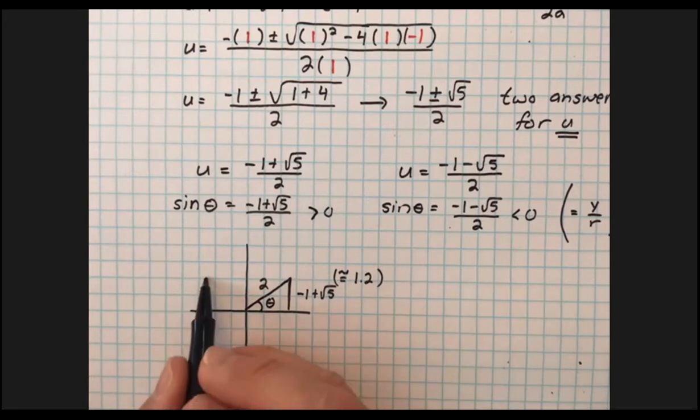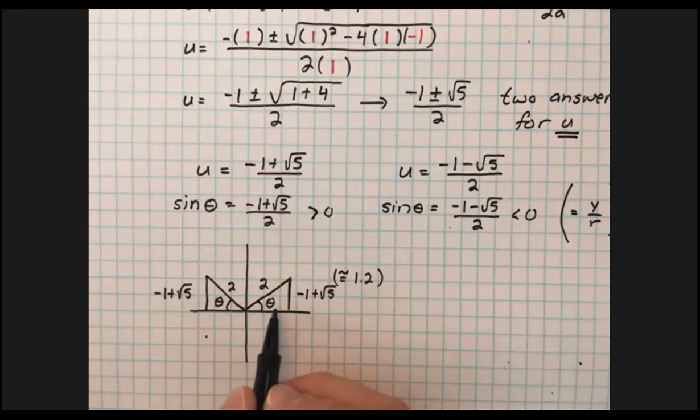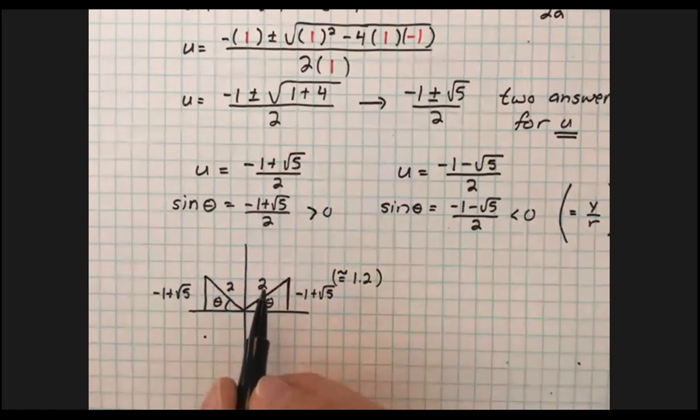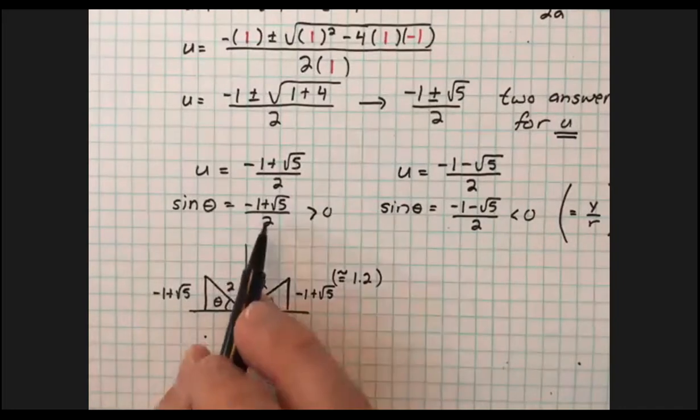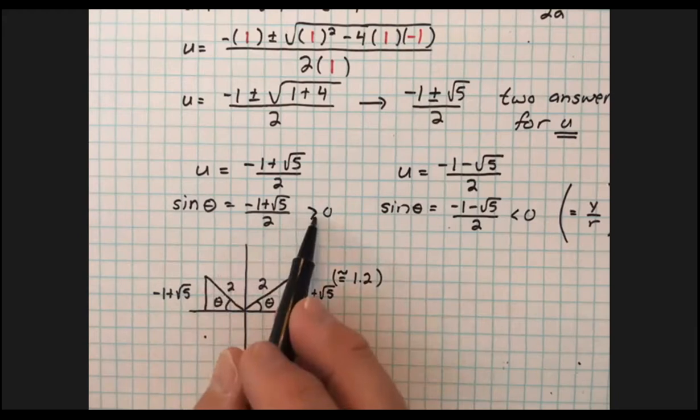But I also can draw this angle over here. And it would have the same height, same y, and the same radius. So this is the angle theta here too. I need to find out what the angle is from my calculator now. I mean, that's the next step. But what I've drawn here is really important. There are two angles that have that sine. Down here in the third or fourth quadrant, sine will be negative. But up here, sine is positive.